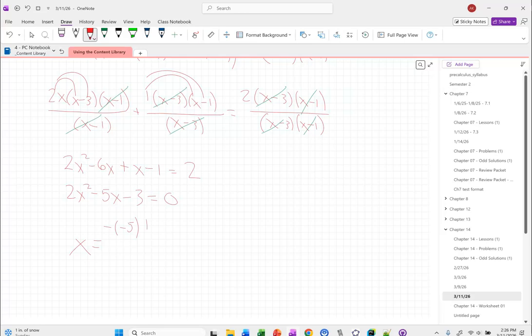Negative b plus or minus the square root of b squared minus 4ac, all divided by 2a. So I have 25 plus 24, that's 49. The square root of 49 is 7. 5 plus 7 over 4 is 12 over 4, that's 3. 5 minus 7 over 4 is negative 2 over 4, which reduces down to negative a half.